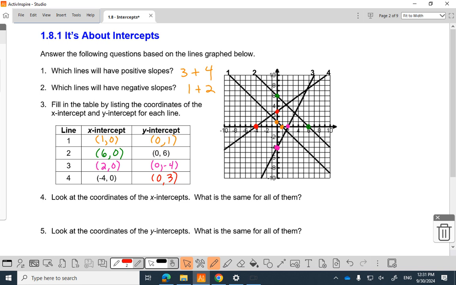Look at the coordinates of the x-intercepts. What is the same for all of them? So the x-intercepts, 1, 0, 6, 0, 2, 0, -4, 0. There's something the same on every x-intercept. The y-intercept's 0. I'm just going to change one word that you said there. You said it just right. The y values are 0. There, that's powerful. I'm going to use that in a few minutes, to find an easier way to graph.